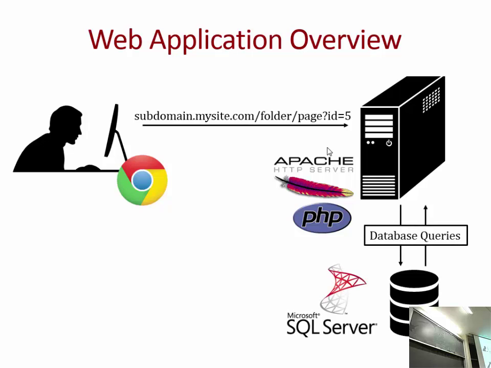And then the server is going to be like, hey, I'm supposed to render the content from this person over there. I'm supposed to render something called folder and then page, and I'm supposed to provide it with the argument ID equals 5. What it does is that it runs PHP, just a programming language used by the web, on the server side to create an HTML page to send back. And as part of doing that, it's going to issue a database query to its own SQL server.